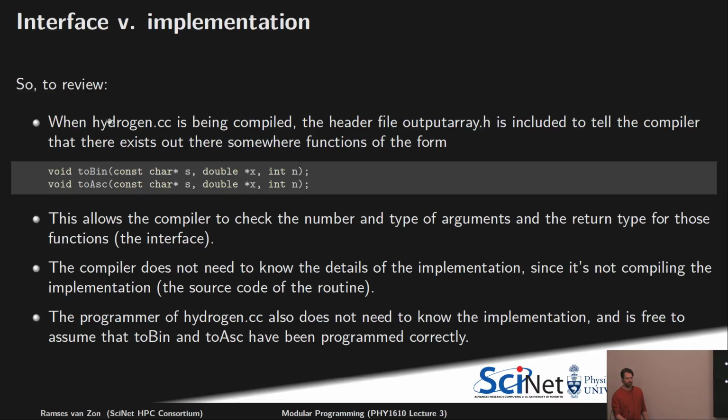So what happens when we compile our code now, our hydrogen.cc, is that it'll know that these functions to bin and to ask exist. It'll check whether they are called correctly with the right number of arguments and their types. But it doesn't yet know the implementation. So this basically becomes a placeholder in the compiled code: at some point, please look for these particular functions.